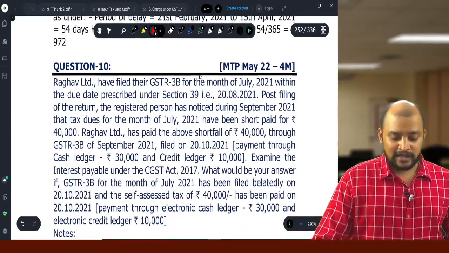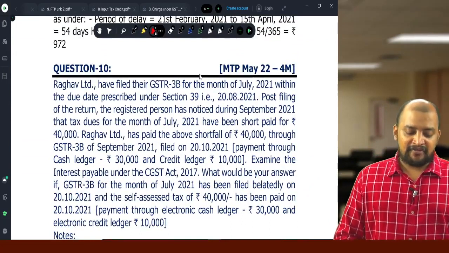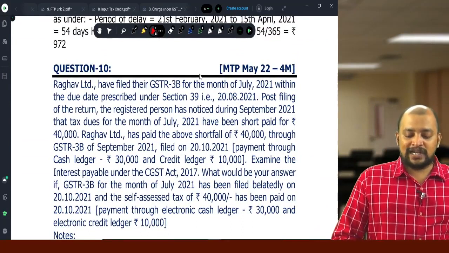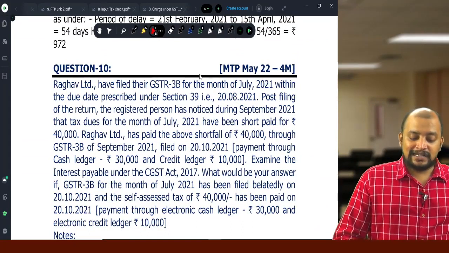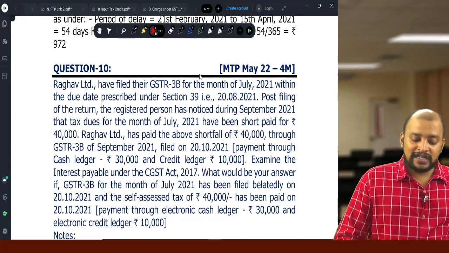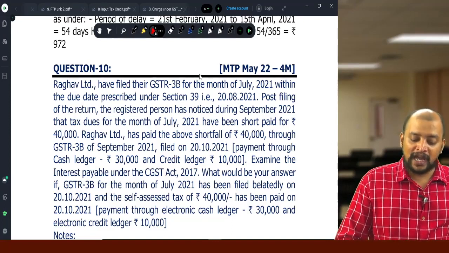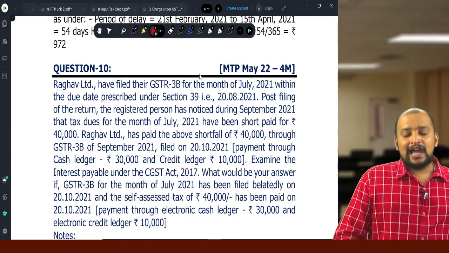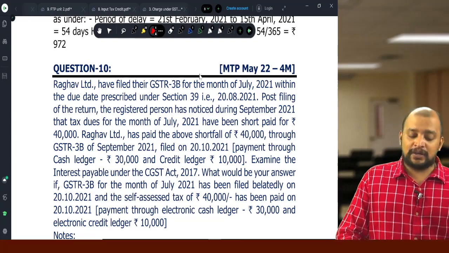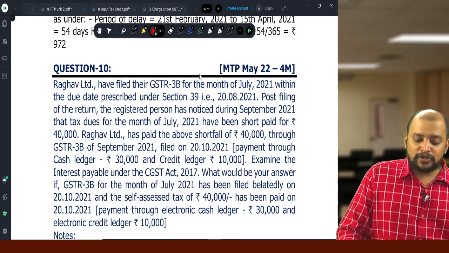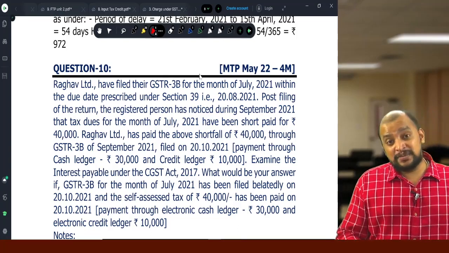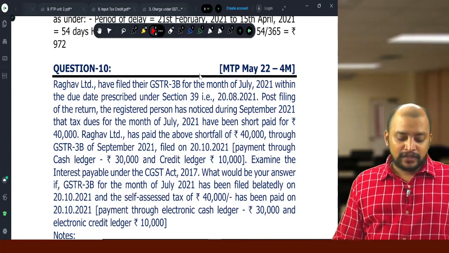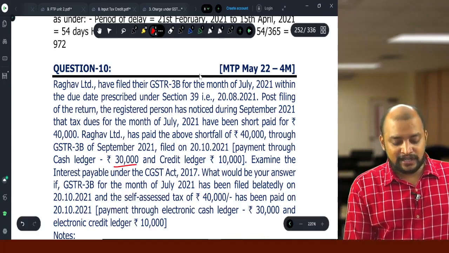Then next question, Raghav Limited have filed their GSTR 3B for the month of July within the prescribed due date, that is 20th August. Post filing the return, the registered person has noticed during September that tax dues for month of July have been short paid for 40,000. So they filed the return and then they identified that 40,000 they missed. Raghav has paid the above shortfall 40,000 through GSTR 3B of the next month, that is September month, filed on 20th October. How is this 40,000 paid? Cash ledger 30,000, credit ledger 10,000.